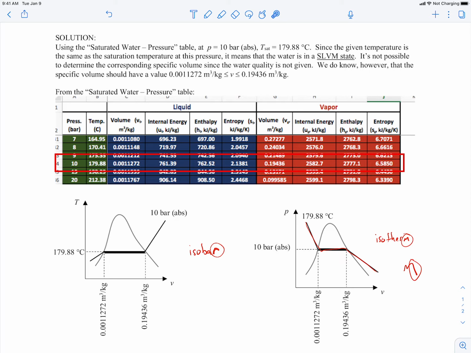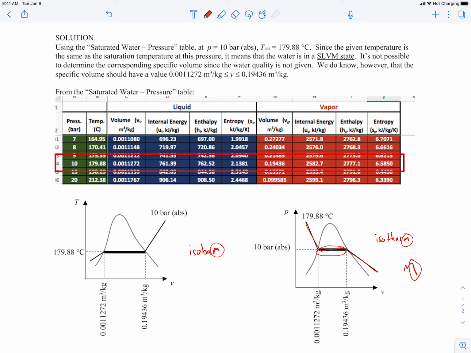Now, as far as what the other properties might be, let's say specific internal energy. I know the specific internal energy will be somewhere between its saturated liquid value of 761.39, and the saturated vapor specific internal energy, the 2582.7. I know its value is somewhere in between there, but I don't quite know where. So anyway, somewhere in there is where my state is.